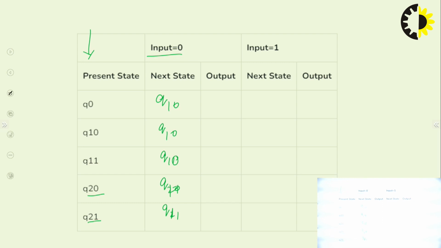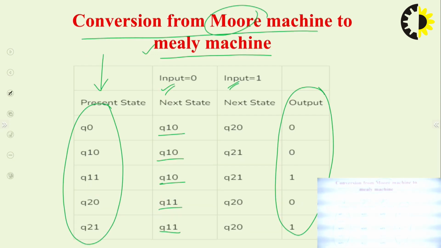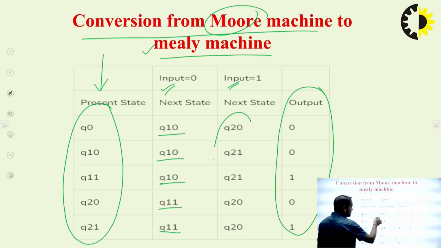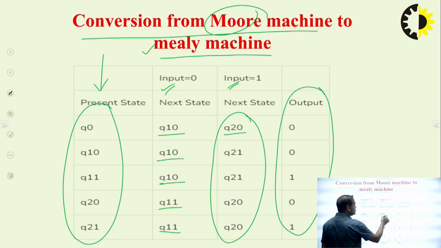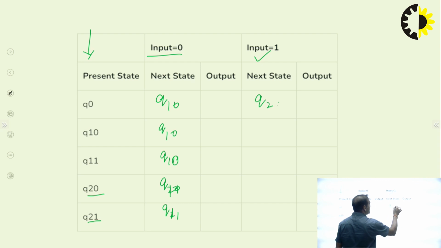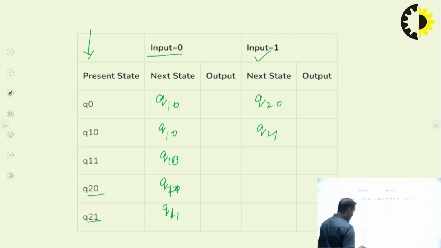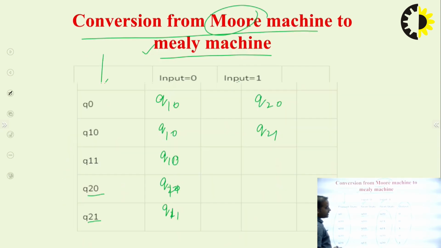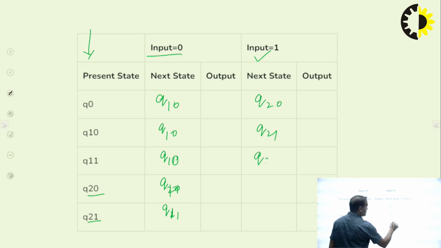Now, we don't write the output right now. We have to write the next state for input 1. The next state for input 1 is the same as the previous state. We have to write the same states: Q20, Q21, Q20, Q21, then Q21, Q20, Q20, Q21, Q20, and Q20.